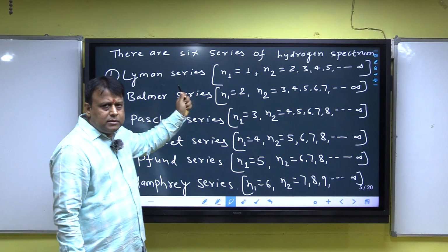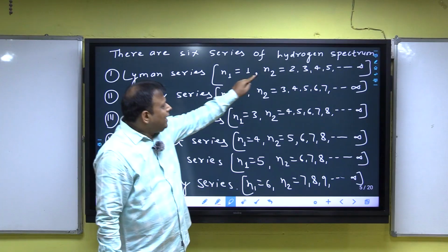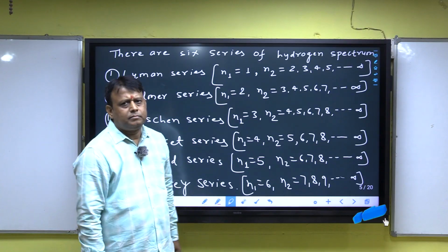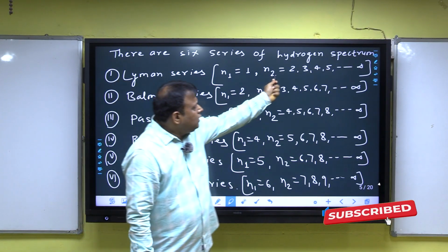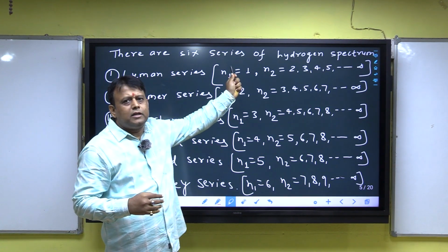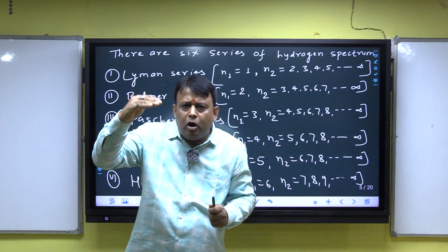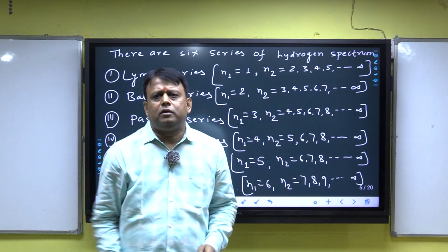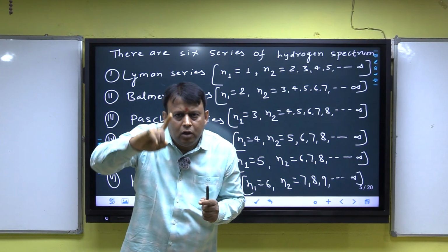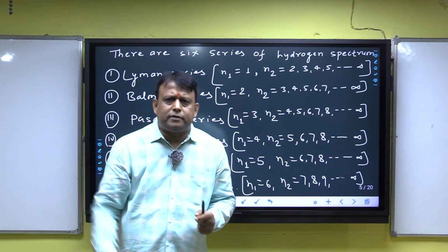Lyman series means when an electron falls from any orbit, that means second, third, fourth, up to infinite, to the ground state. It is called Lyman. I am repeating. When an electron falls from second orbit to first orbit, it is called Lyman. Third orbit to first orbit. First orbit is also called ground state.